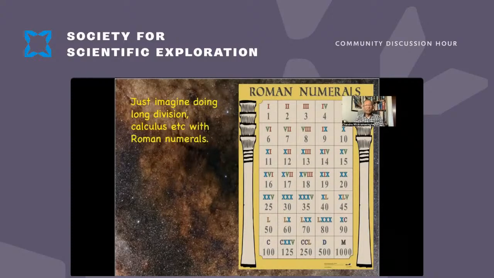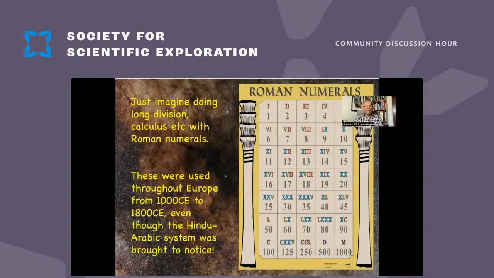And it is really remarkable that one could just imagine doing long division and calculus, etc., with these Roman numerals. And there were mathematicians in the 17th, 18th centuries who really protested against the use of the Roman numerals. But as I said, they were used throughout Europe unabashedly from about 1000 AD, or 1000 Common Era, to about 1800 AD, even though the number system that you and I are all accustomed to now, which is called the Hindu-Arabic number system, was actually brought to the notice of European practitioners, European scientists.